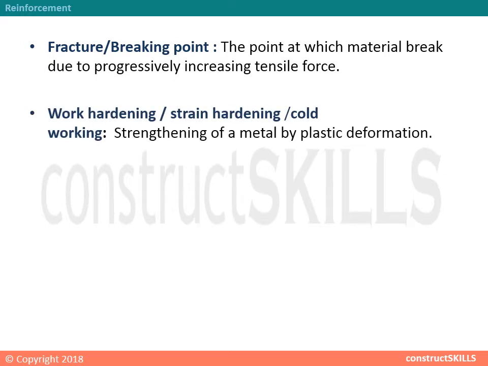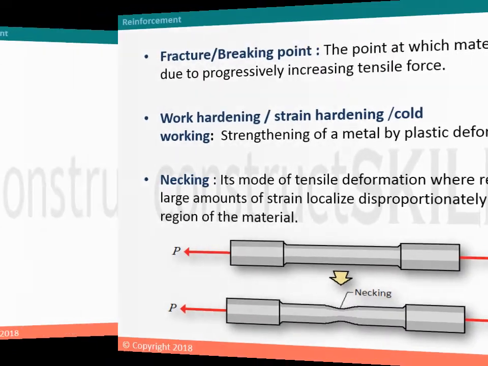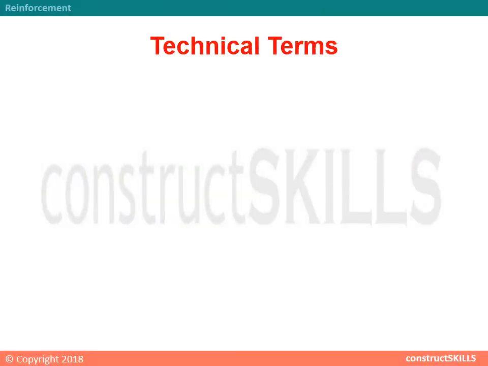4. Work hardening, also called strain hardening or cold working. It is the strengthening of a metal by plastic deformation. 5. Necking. It is a mode of tensile deformation where relatively large amounts of strain localize disproportionately in a small region of the material.